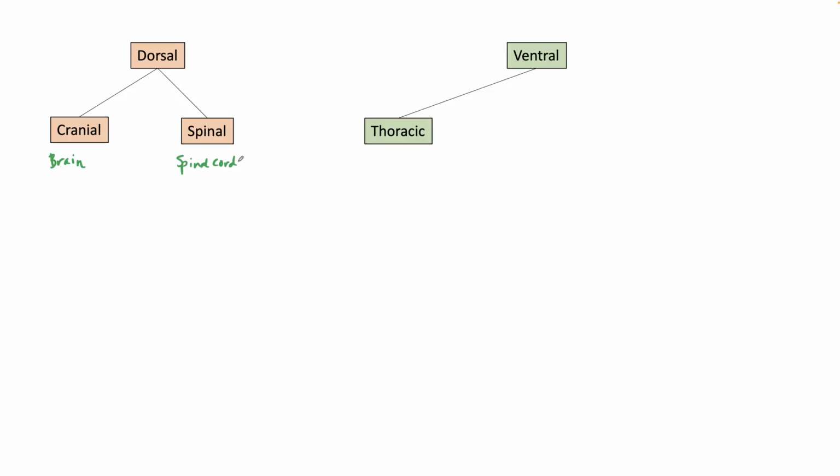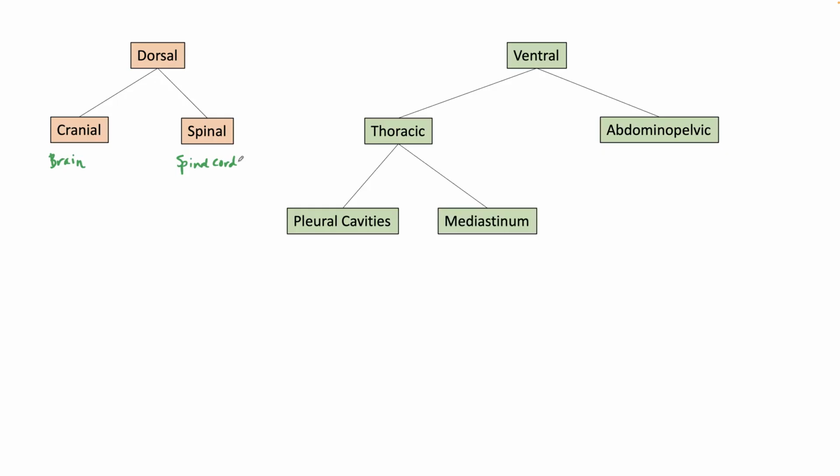Now, the ventral cavity can be divided into the thoracic cavity, which is above or superior to the diaphragm, and the abdominal pelvic cavity, which is inferior to the diaphragm. Now we can further subdivide the thoracic cavity into the two pleural cavities, the left and right pleural cavity, and the mediastinum.